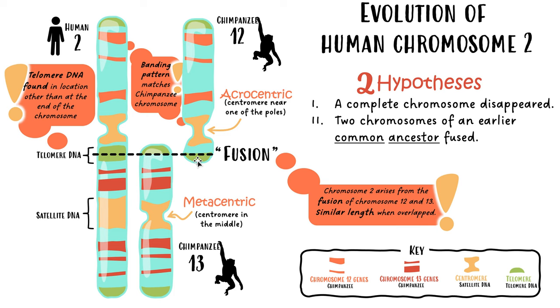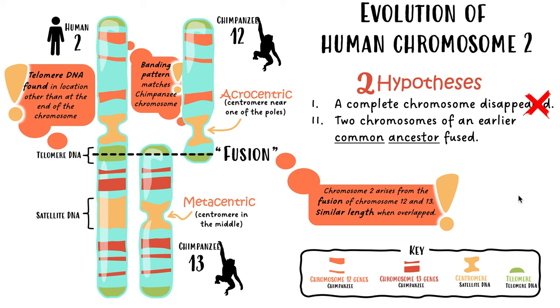And that makes sense. Why? Because this area here is exactly where the telomere DNA from chromosome 13 and the telomere DNA from chromosome 12 from chimpanzee fuse together. So if they fuse together, then this section will have telomere DNA. Scientists managed to prove that this section is in fact telomere DNA, which further supports the theory that the two chromosomes fuse together.